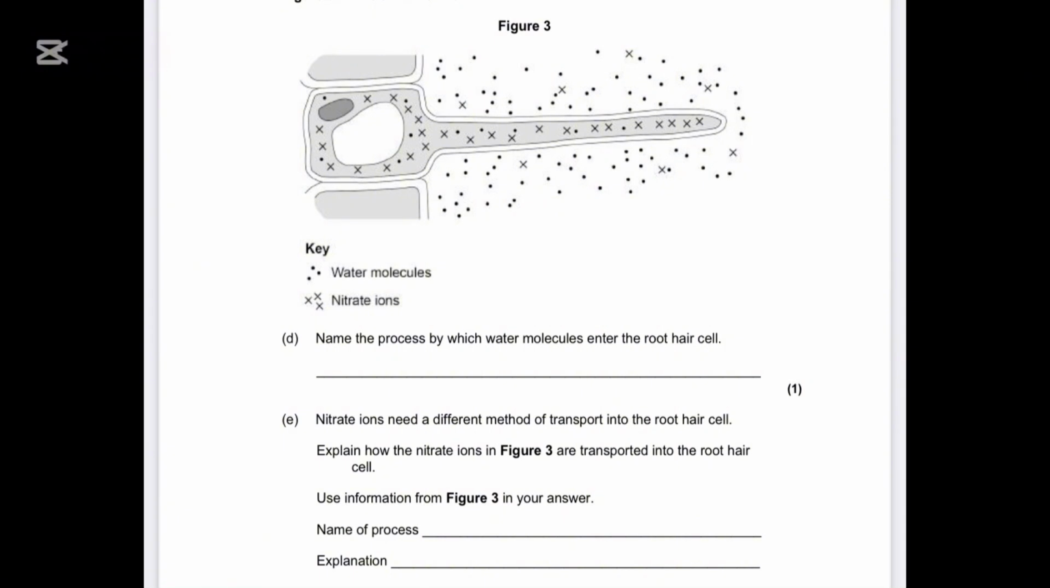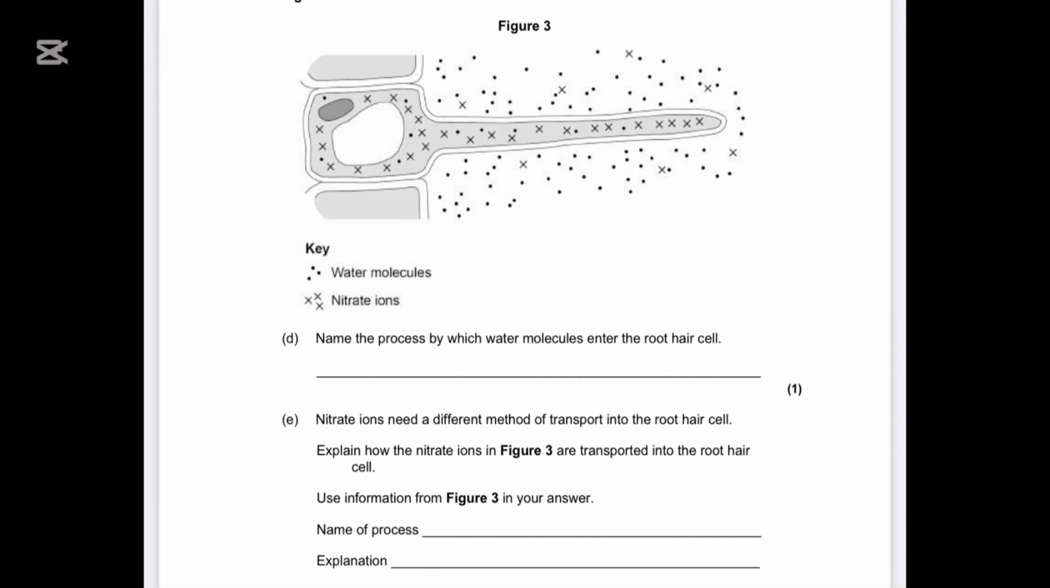Nitrate ions need a different method of transport into the root hair cells. Explain how the nitrate ions in figure 3 are transported into the root hair cells. Use the information from figure 3 in your answer. Okay, I think figure 3 is not shown here, but the name of the process is active transport. Now I will give in detail the explanation of how nitrate ions are absorbed by the root hair cells by a process known as active transport.